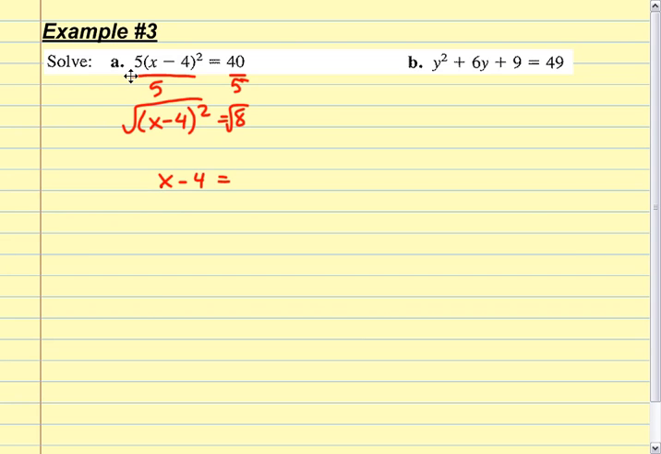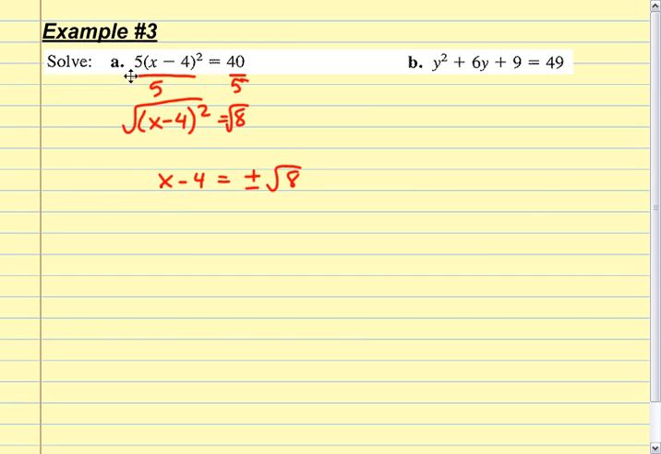Okay, Libby told us to take the square root of both sides. So the square root of the quantity x minus 4 squared is just x minus 4. What does that equal? Plus or minus the square root of 8. That's what I'm asking. Okay, A is positive. When it's positive, we got to give the positive and the negative.